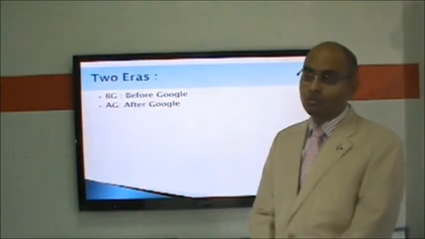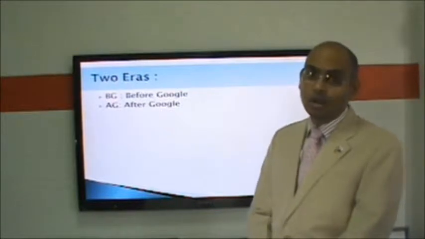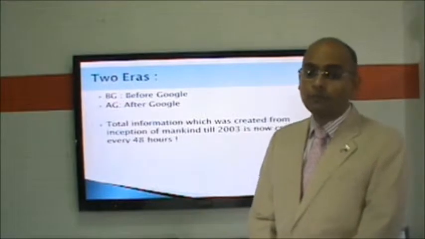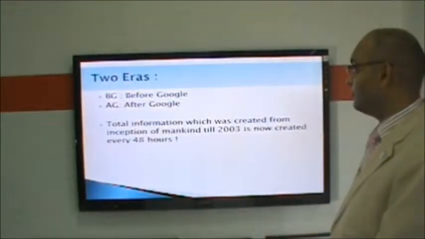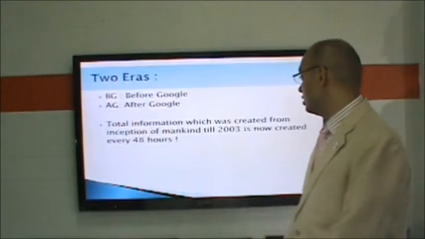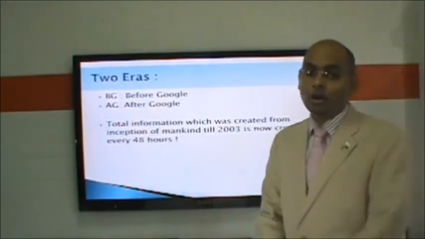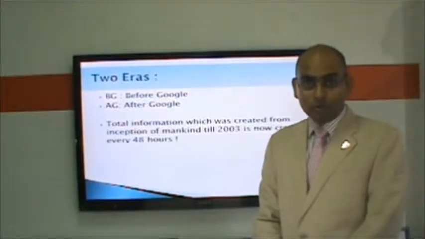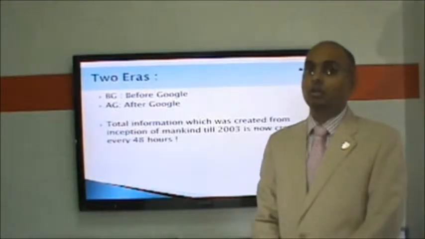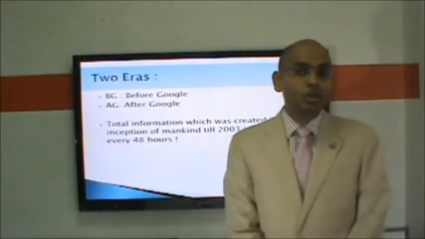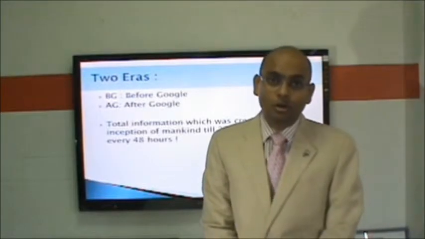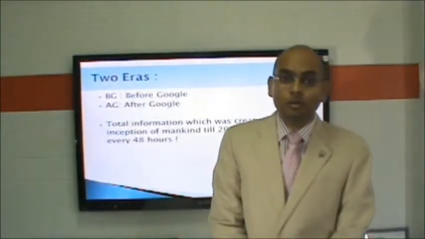I don't know, like there are 1 billion searches every day, and I don't know where the searches went before Google. Right now the total information which was created from the inception of mankind till 2003 is now created every 48 hours. So every 2 days we double the amount of information which mankind created till 2003. Just imagine the amount of information which is getting created. Now how do you find, store and retrieve that information?